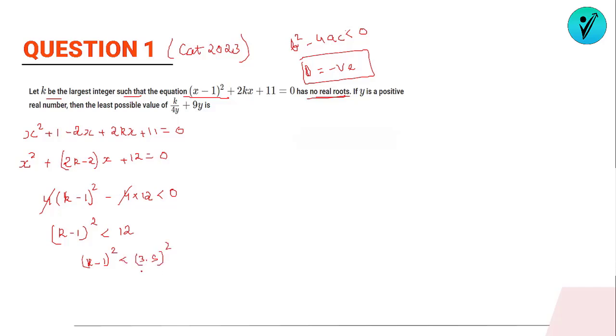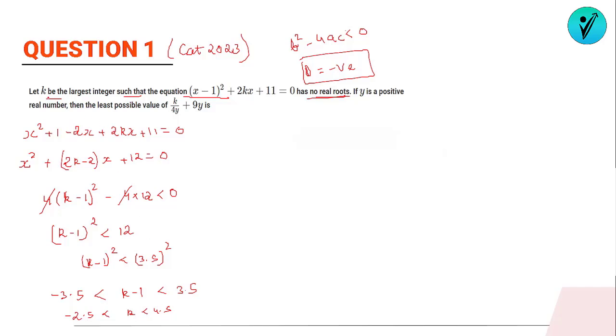Again, I am saying not the exact value. Or we can say that minus 3.5 is less than k minus 1 and it will be lesser than 3.5. And if you add 1 here, so this will be minus 2.5 and k is lesser than 4.5. So k is greater than minus 2.5 and k is lesser than 4.5.